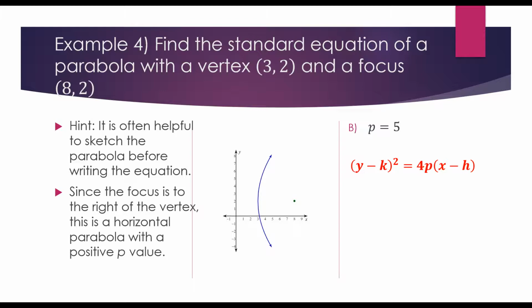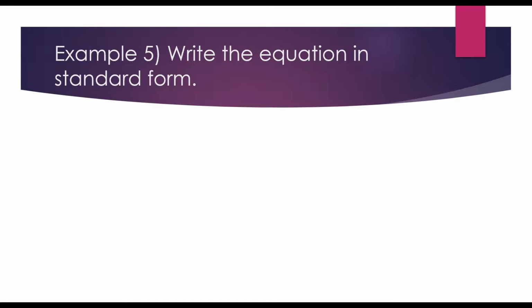So we're going to put our 2 in for k, we're going to put the 3 in for the h, we're going to put 5 in for the p. 4 times 5 gives us 20. So we end up with (y - 2)² = 20(x - 3) for our equation. And we have one more example, I believe. Example 5, we're going to write the equation in standard form.